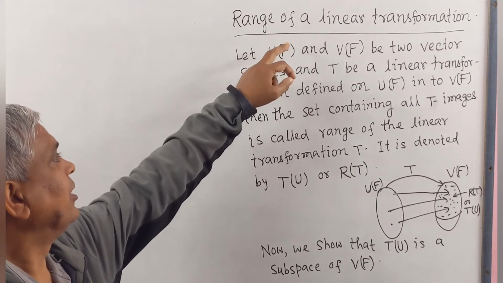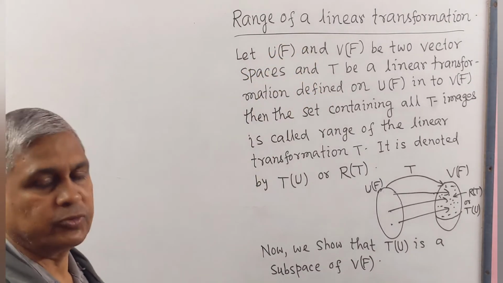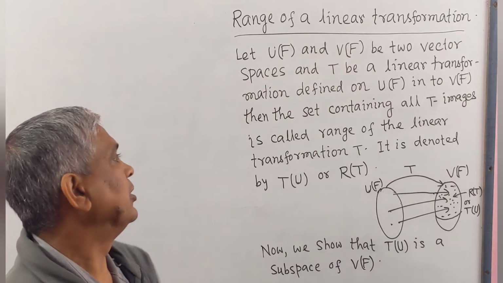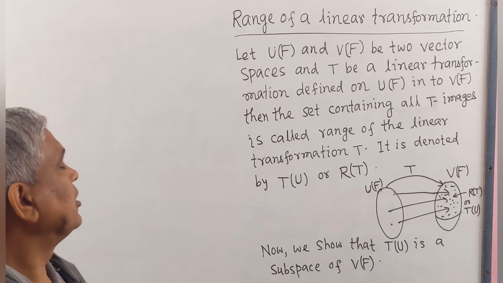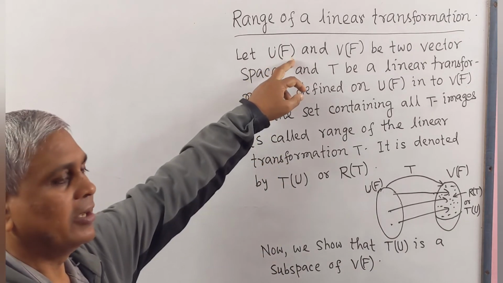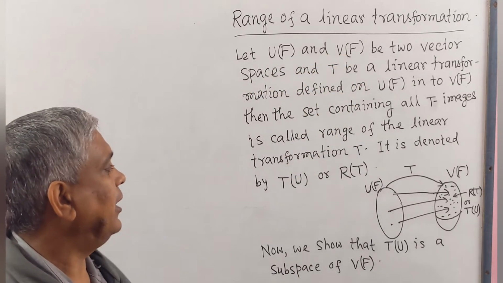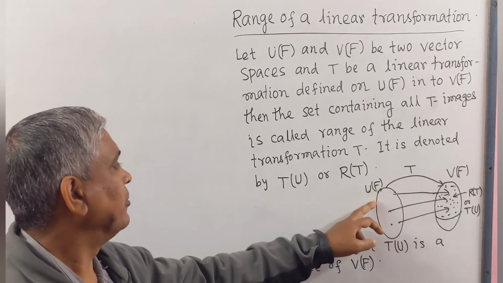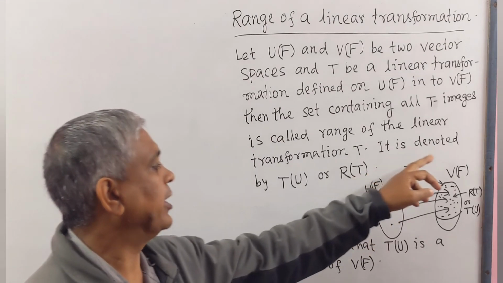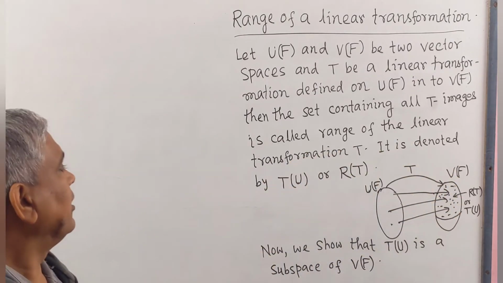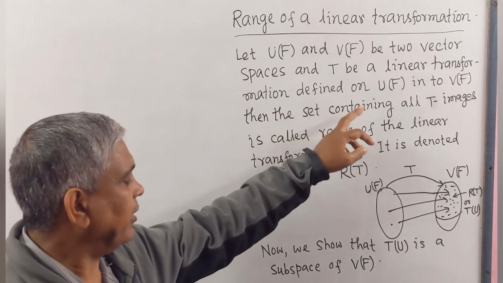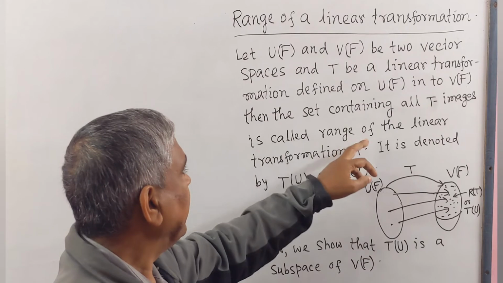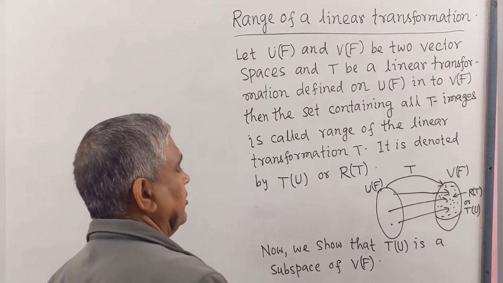Now we define range of a linear transformation. Let U(F) and V(F) be two vector spaces over the field F and T be a linear transformation defined on vector space U(F) into vector space V(F). Then the set containing T images is called range of the linear transformation T.